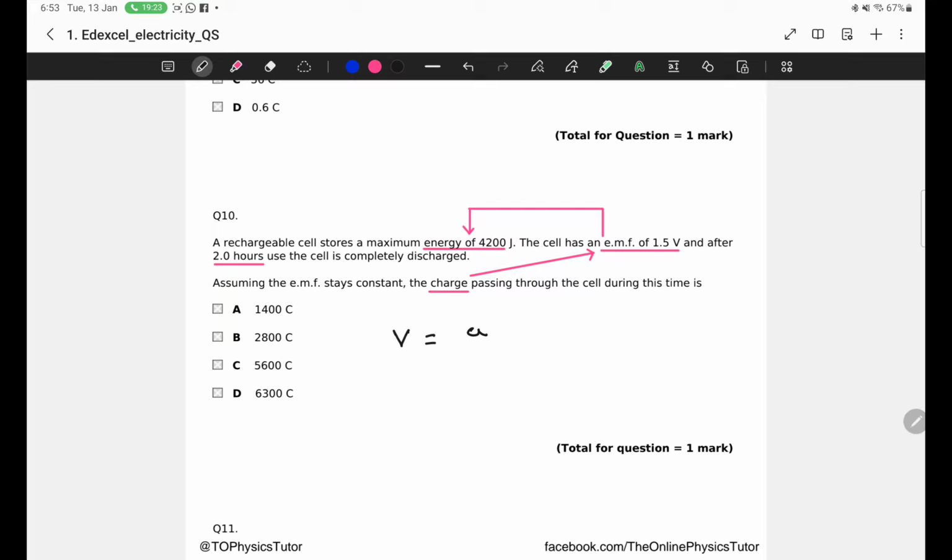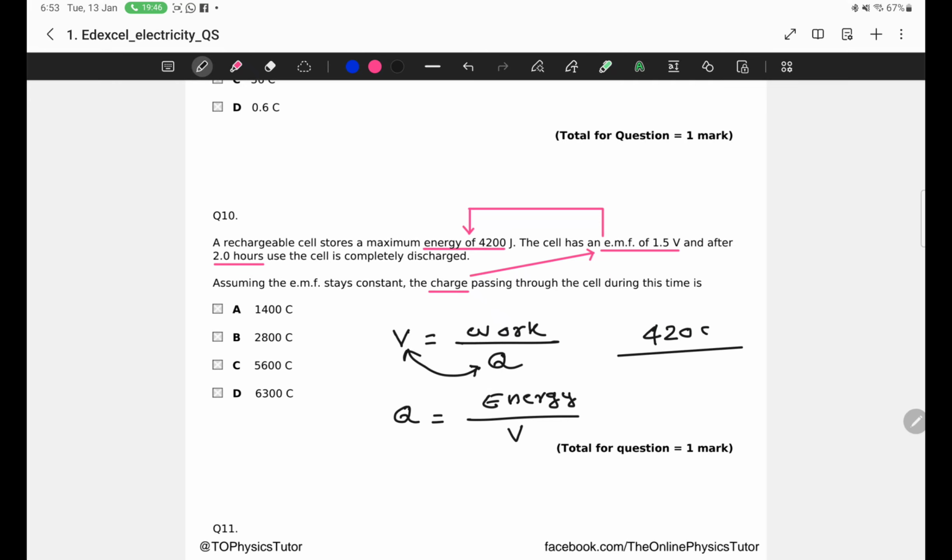Voltage is work done per unit charge, or energy per unit charge. So charge is equal to work or energy, having the same meaning. So you can interchange voltage and charge. And now I am using the values. Energy is 4200. Voltage, EMF, is 1.5. And what is the answer?